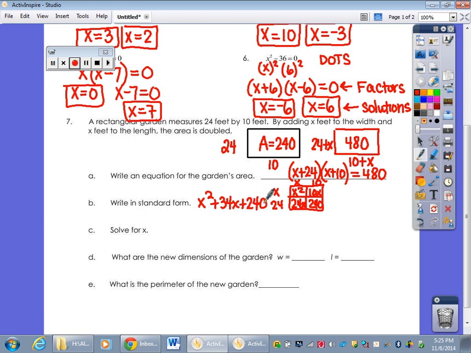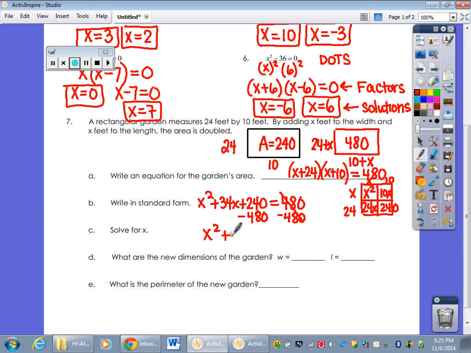Okay, and then that is equal to 480. Now if I need to set this equal to 0 to get it in standard form, I am going to subtract 480 from both sides. So I'm going to end up having x squared plus 34x minus 240 is equal to 0.